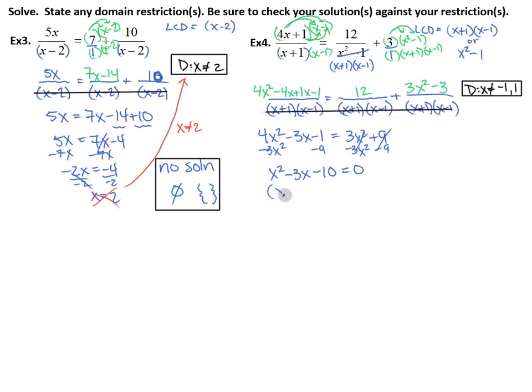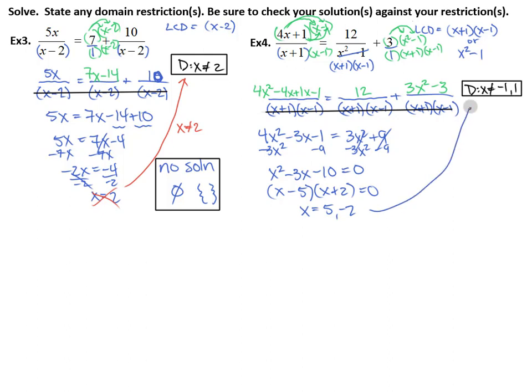If you do your x factor here, you should get minus 5 and plus 2. Those are the two numbers that multiply to negative 10 and add up to negative 3. Now, setting each one of these equal to 0, we get two possible solutions, positive 5 and negative 2.